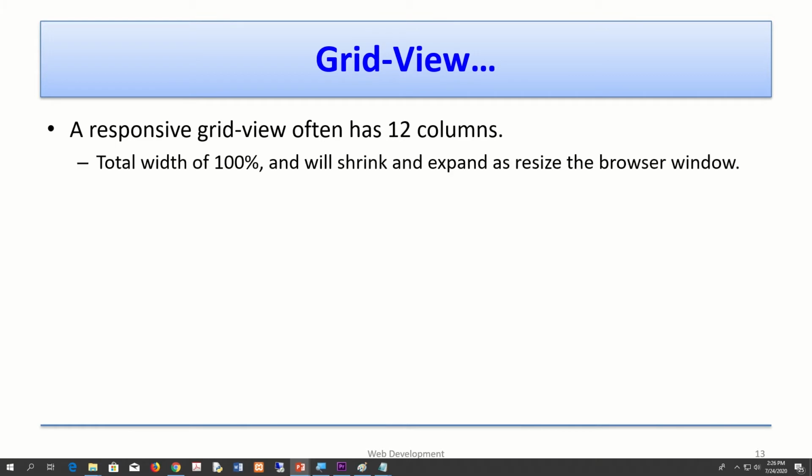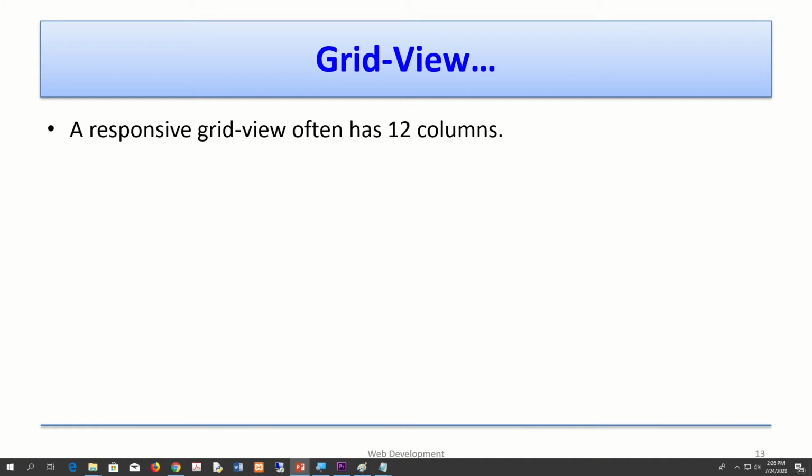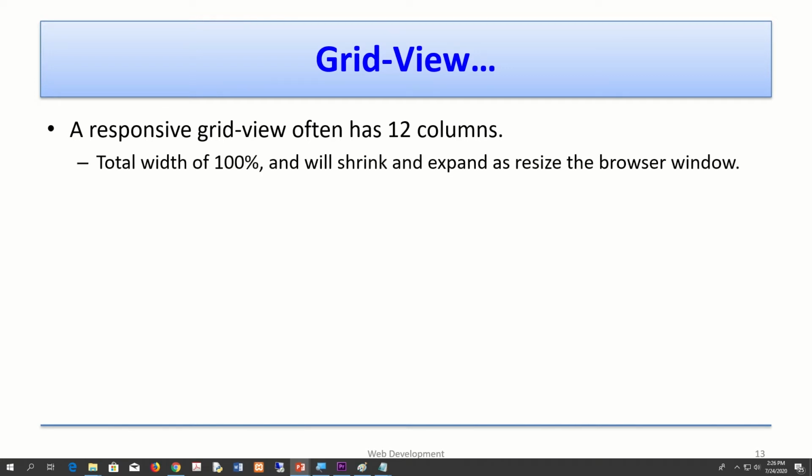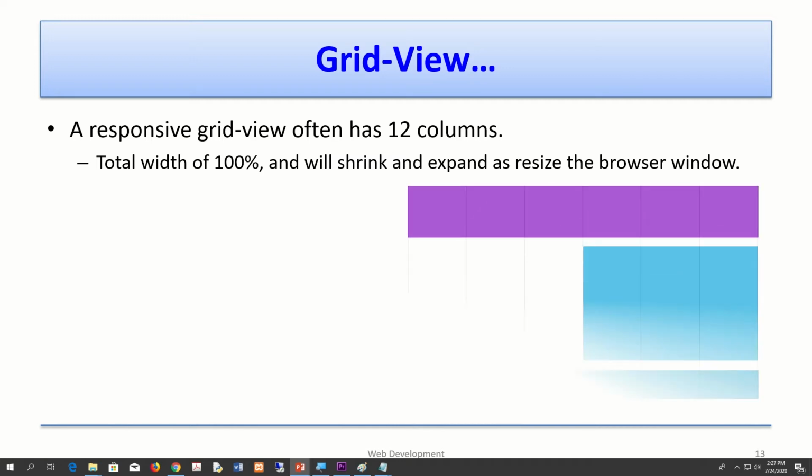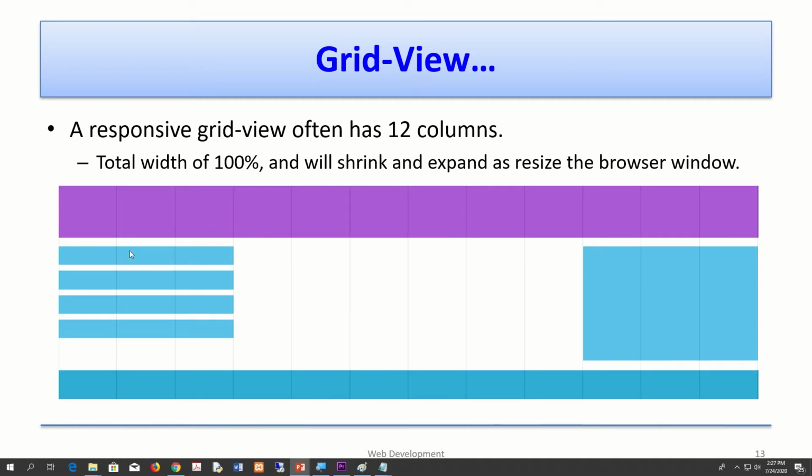Actually, a responsive grid view usually has 12 columns. In total it is 100%, and this will shrink and expand as you resize the browser window. So we can take, say, 12 columns, and for a particular element we can set three columns as one column. That means we can combine them, like in tables.